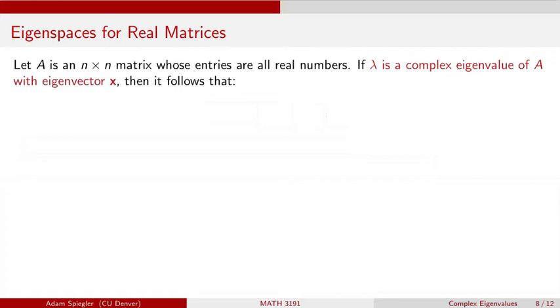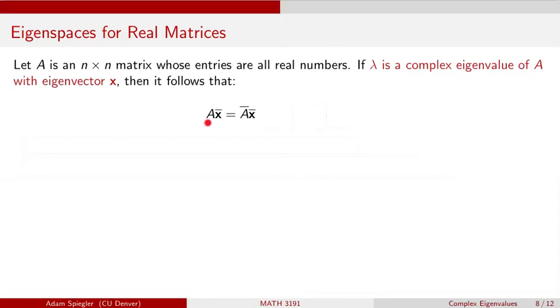So let's assume that lambda is a complex eigenvalue of a square matrix A, and it has an eigenvector that we'll denote x. So let's consider what happens when I take matrix A and multiply on the right by the conjugate of the eigenvector x. So I'm going to take A times x bar. And A is a real matrix. So all of the numbers in matrix A are real numbers.